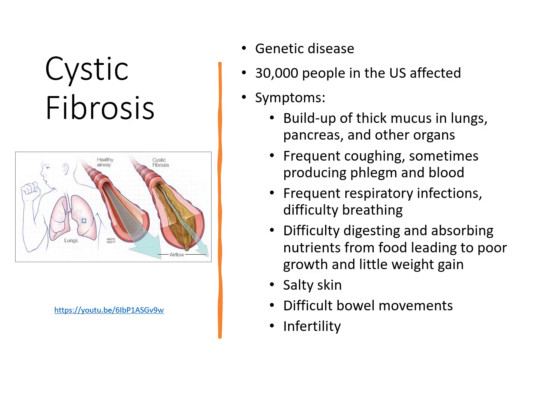So cystic fibrosis is a genetic disease and it affects about 30,000 people in the United States. Some of the symptoms include a buildup of mucus in the lungs, and that's because you don't have chloride ions that are excreted in order to make the mucus thinner. It's also a buildup of mucus in the pancreas and other organs. It causes frequent coughing and sometimes producing phlegm and blood.